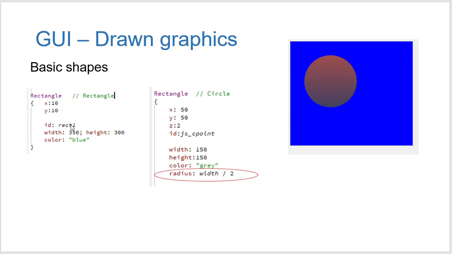Then of course we need an ID name that we can refer to, and in the simplest way we define the width and height, and we can define the color. So for example, with these property values we can get this kind of blue rectangle.